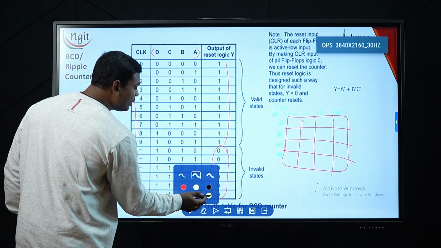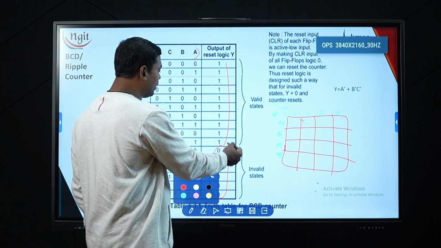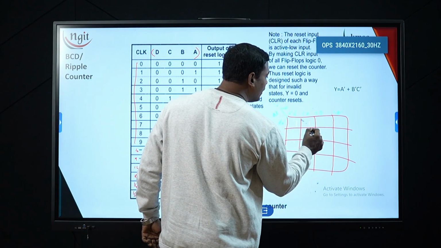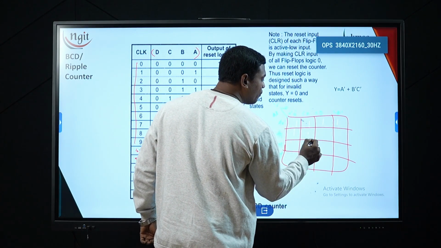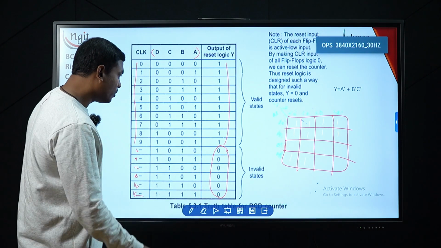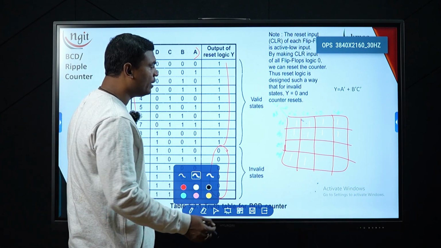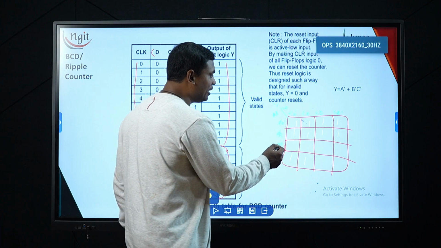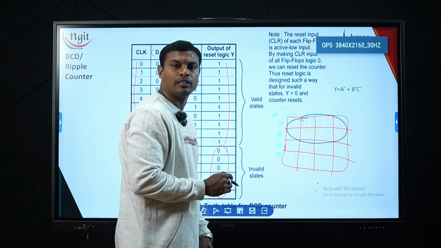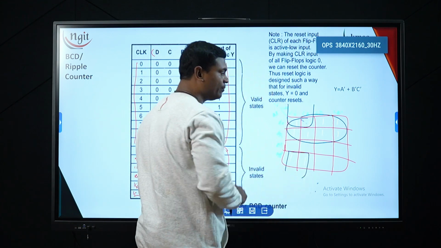The thing is, I need to represent these min terms here. So min terms are 1 from 0 to 9. So I am writing all ones here: 0, 1, 2, 3, 4, 5, 6, 7, 8, 9. Right? So I have drawn it there. Now I need to look for the combinations. I need to make the combinations. So this is my one combination. If you observe, this is my octal pair and this is my quad pair.